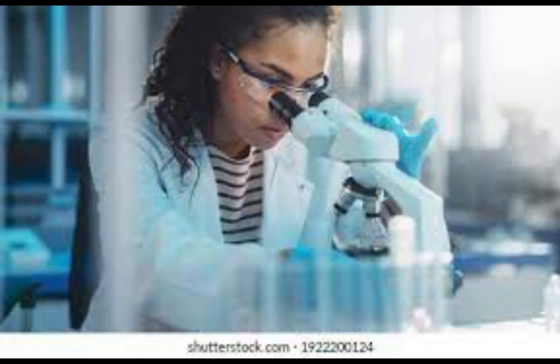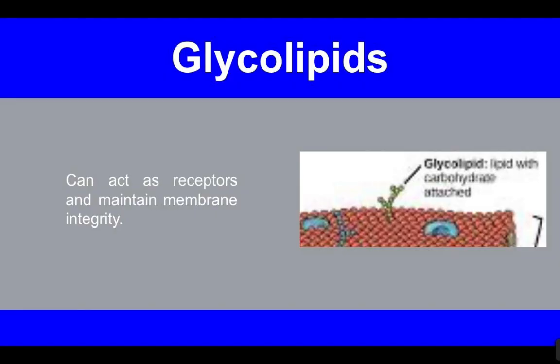The next component of the cell membrane is glycolipids. Glycolipids can act as receptors and maintain membrane integrity. Glycolipids are made of a lipid with a carbohydrate attached. The carbohydrate can act as the receptor.